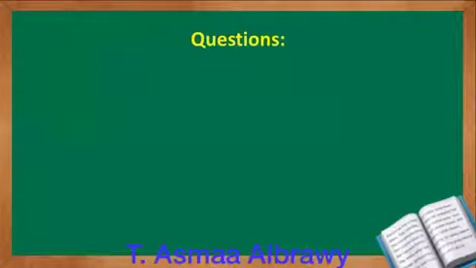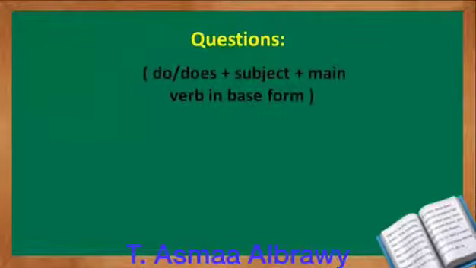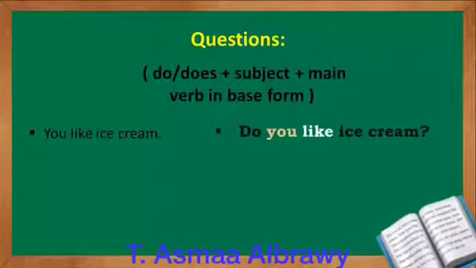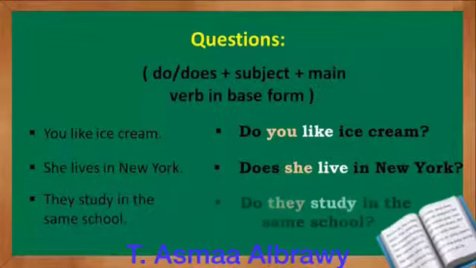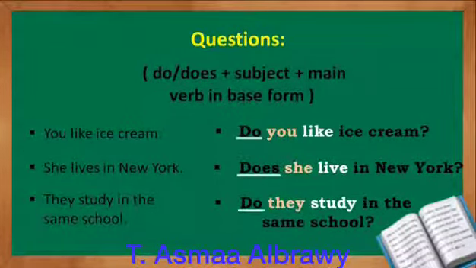For questions, the sentence structure is do or does plus subject plus main verb in base form. Examples: You like ice cream. Do you like ice cream? She lives in New York. Does she live in New York? They study in the same school. Do they study in the same school? Remember that in making questions, do and does should come first.